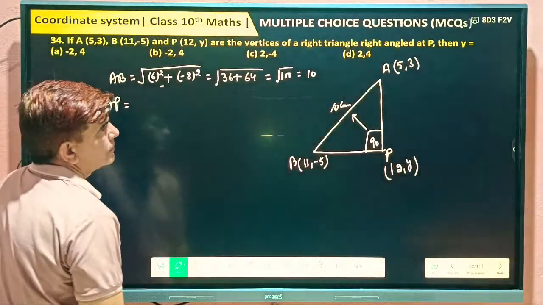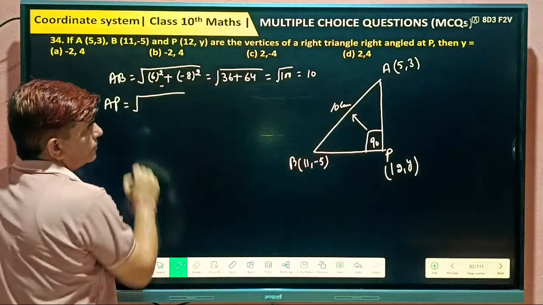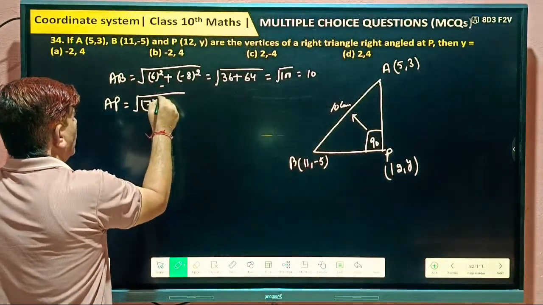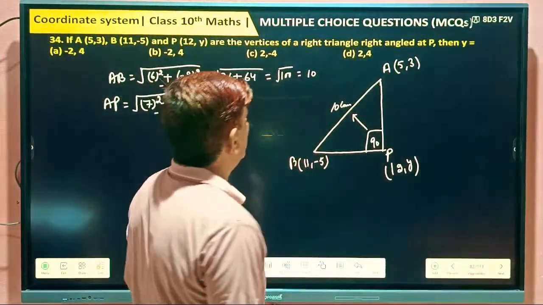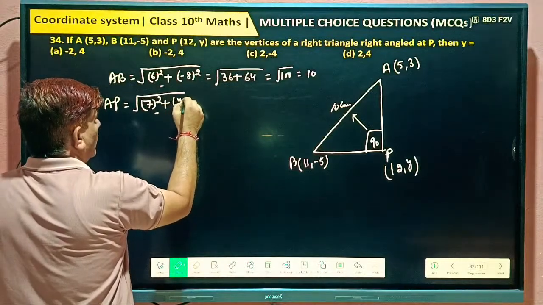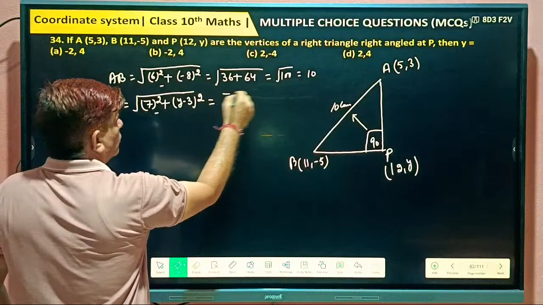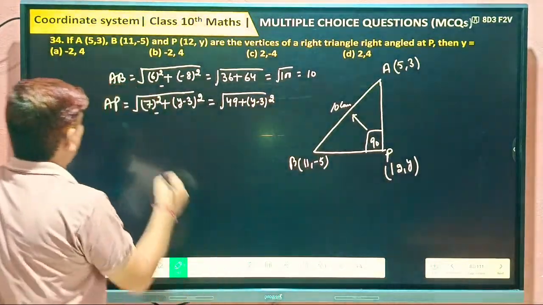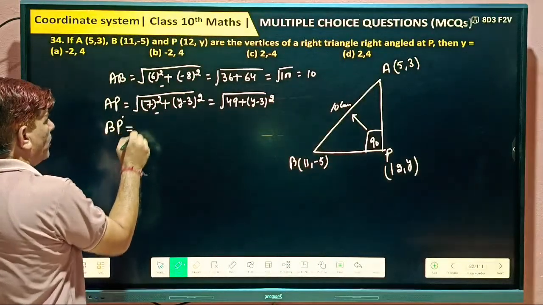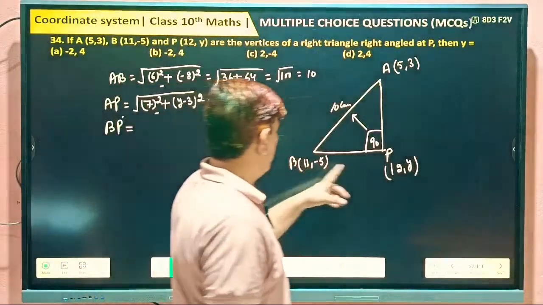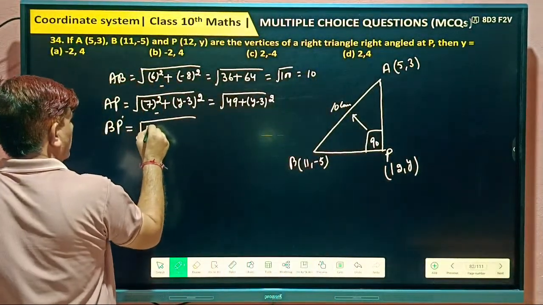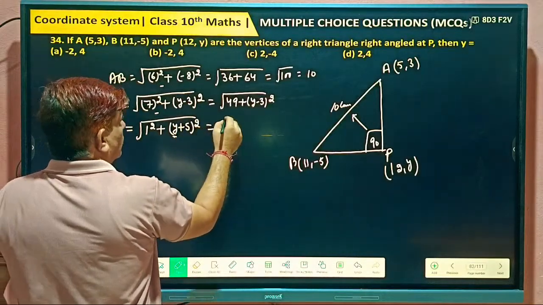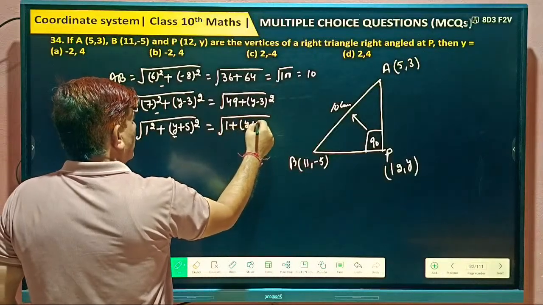So what's your AP? Under the root, AP, meaning OP: 12 minus 5, 7 squared, plus (y minus 3) whole squared, is equal to under the root 49 plus (y minus 3) whole squared. Now find out BP. BP is equal to what? This is 11, B: 12 minus 11, 1 squared, plus (y plus 5) whole squared, which is 1 plus (y plus 5) whole squared.